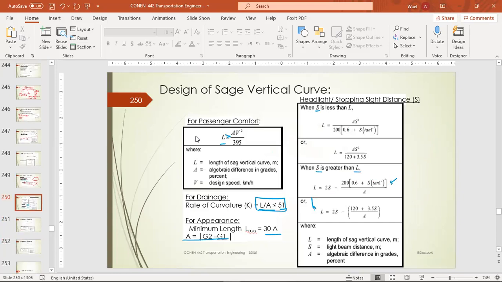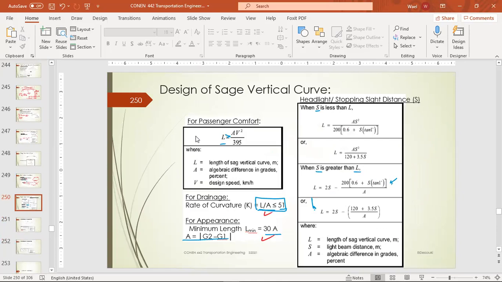So these are the design criteria. The length of the sag curve for passenger comfort should be greater than or equal to this value, for drainage it should meet this requirement, and for appearance it should be this, which is the minimum length.